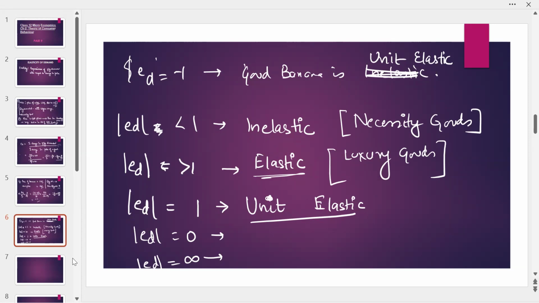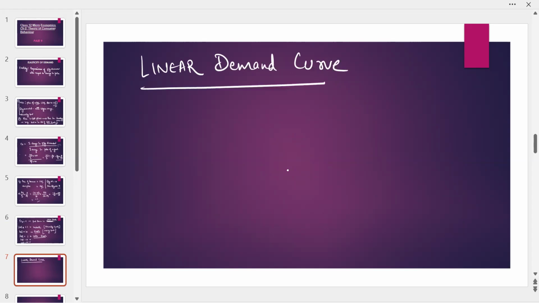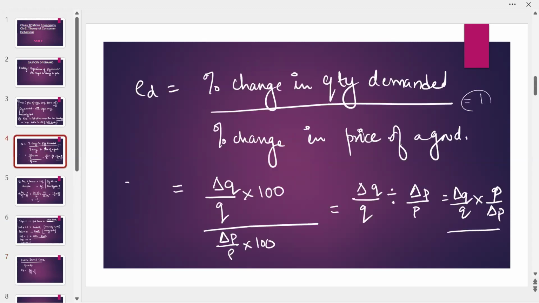Now, coming up to the next topic in this, let's understand with the help of a linear demand curve. So I'm taking an example, a linear demand curve, which is Q equals A minus BP. So I'll draw the diagram later on. Let's understand the elasticity of demand for this, which is del Q by del P into P on Q, right? I've just rearranged these terms, del Q on del P into P on Q.